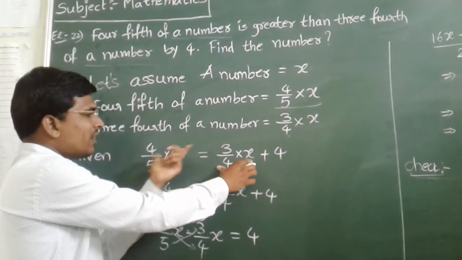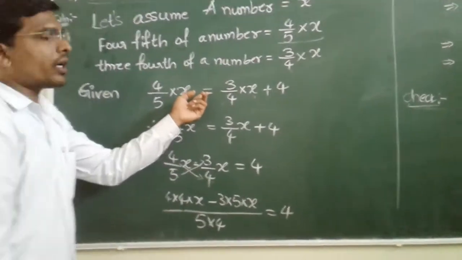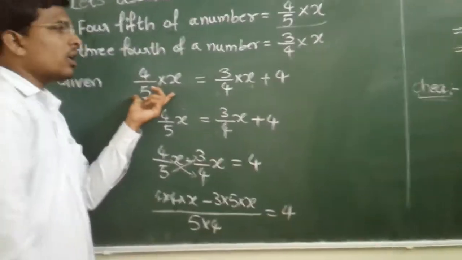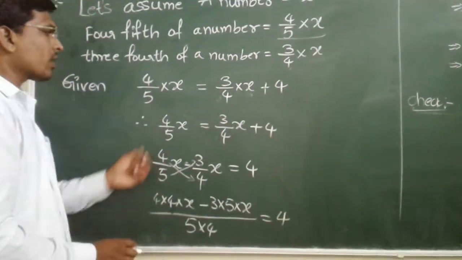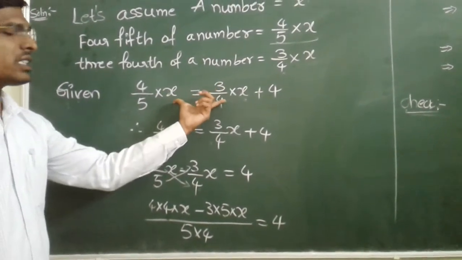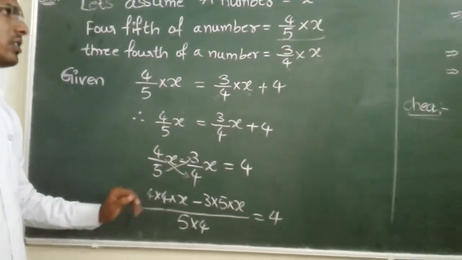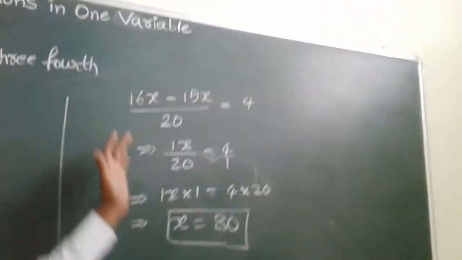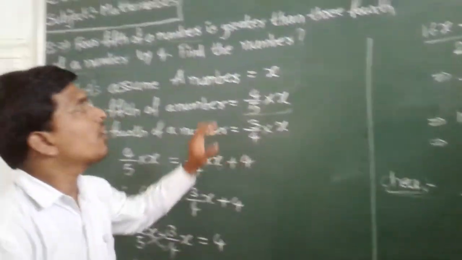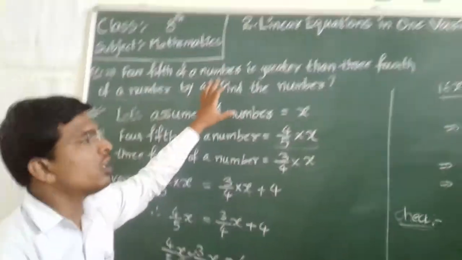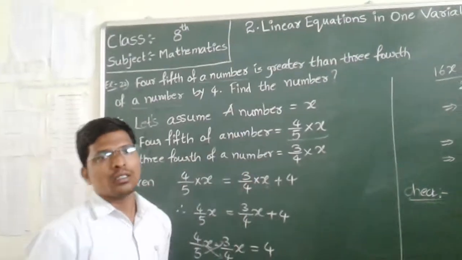So what I am doing is equating these two numbers by adding 4 to the smaller number. Since this is the bigger number, after adding 4 to the smaller number, the equation gets balanced. After balancing the equation we simplified it, and finally we got the x value as 80. In this way you can solve the problem. First try to analyze the question; you should understand the question and then go for solving. Okay, thank you students.